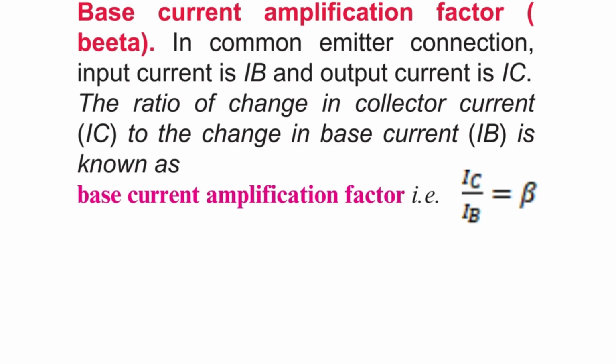Base current amplification factor beta. In common emitter connection, the input current is IB and the output current is IC. The ratio of change in collector current to change in base current is known as the base current amplification factor beta, equal to IC by IB.